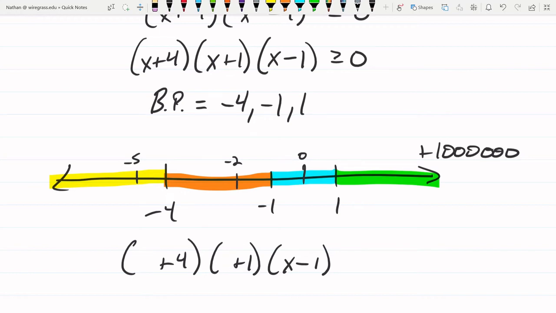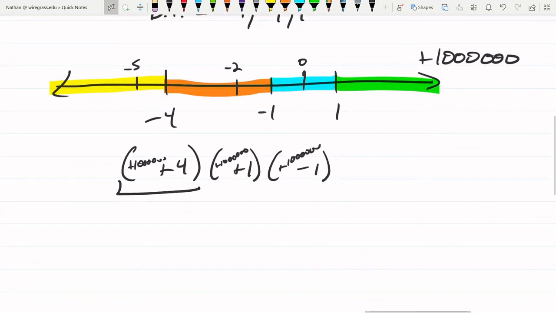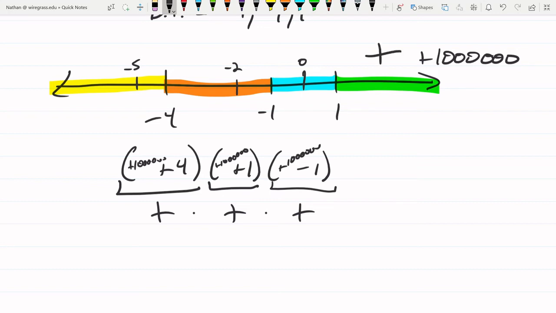So just think of x as a very, very large positive number. So it's going to be plus 1 million, plus 1 million, plus 1 million. The first factor is definitely positive. A very large positive number plus something is going to be positive. A very large positive number minus a very small positive number is still going to be positive. You're not going to change the sign of that. So what we really have here is a positive times a positive times a positive. That's going to make the green interval positive.